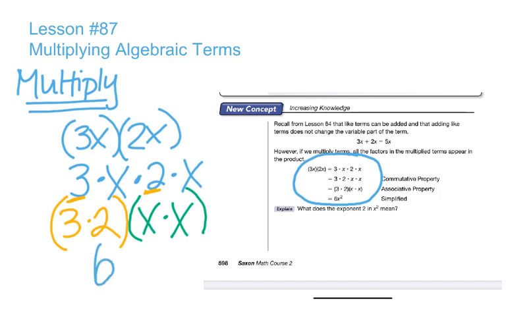X times x. X times x. Well, you should know that from when we square things, right? A foot times a foot is a foot squared. A centimeter times a centimeter is a centimeter squared. So an x times an x is an x squared. So our final answer is 6x squared. 3x times 2x gives us 6x squared.